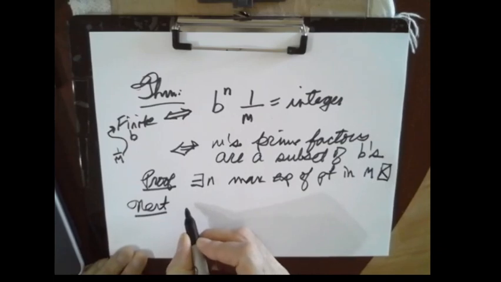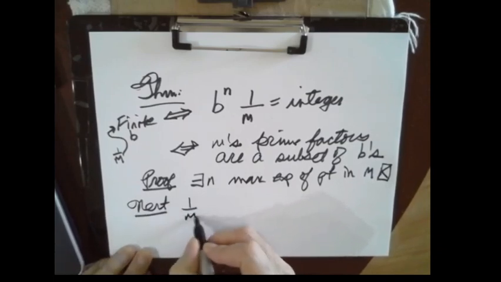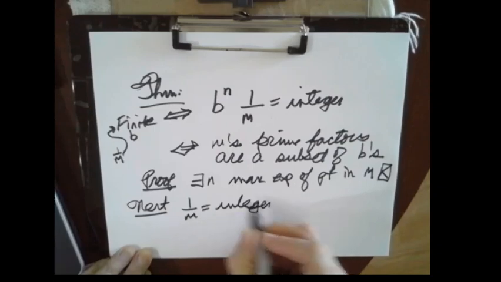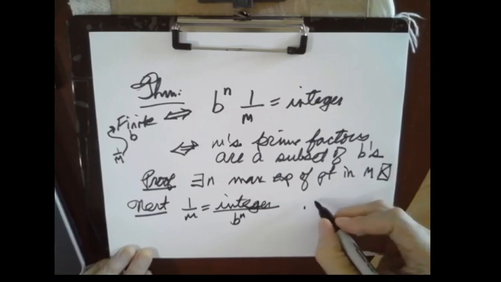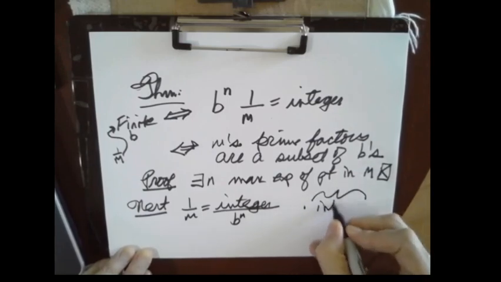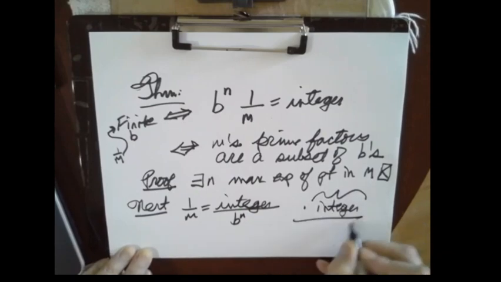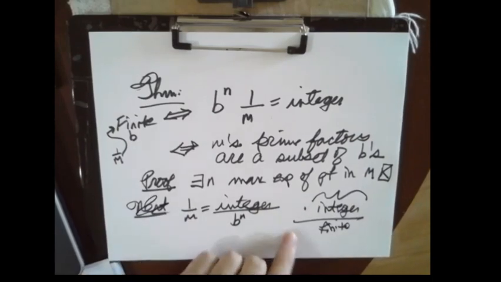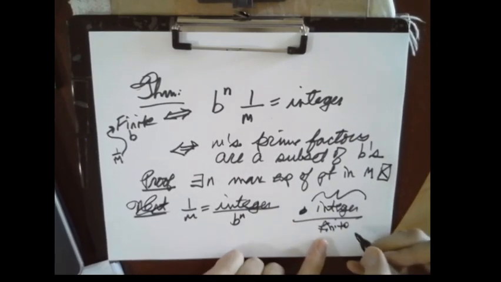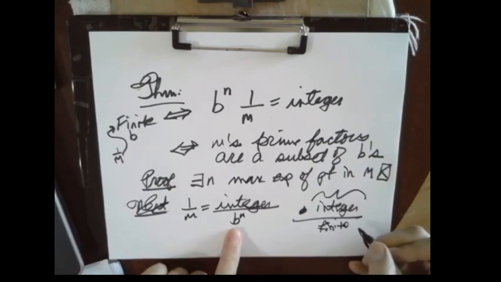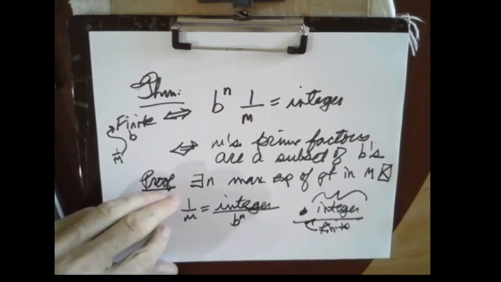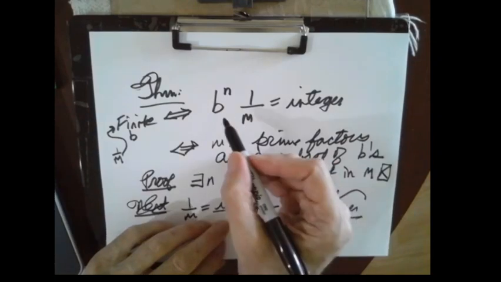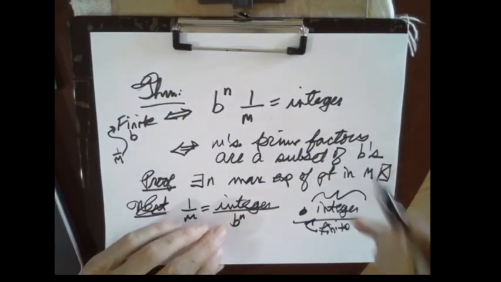Next, 1 over m equals integer over b^n. Point, integer, stop, finite. Maybe that's part of the proof. Put that part of the proof. That's a dot, a decimal, the integer over b^n. It's finite. End of story. That's converting. That's not really the end of the story.